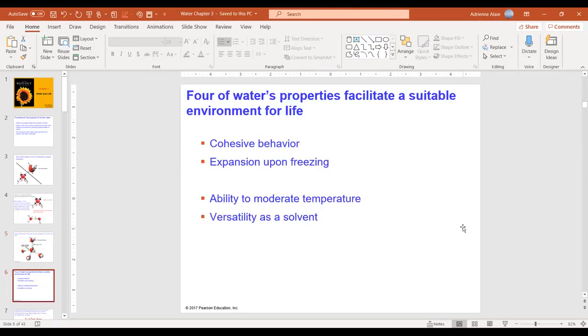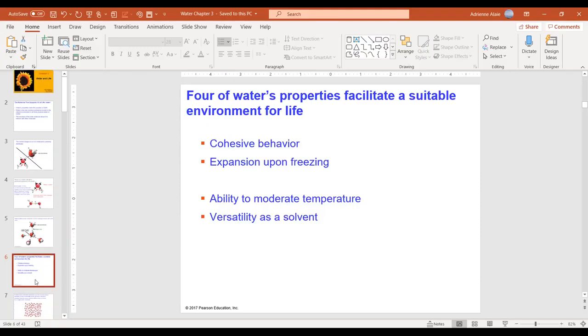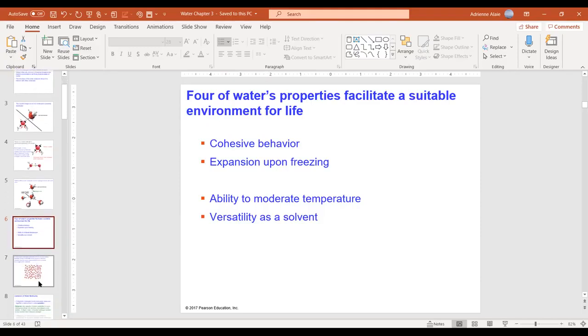Okay, so we'll look at basically, because your chapter likes to look at these mainly, four of water's properties that are very helpful to Earth being suitable for life. So we're going to be looking at first cohesive behavior, then we're going to look at how water expands upon freezing. This leads to ice floating, the ability for a body of water to moderate temperature. That's pretty impressive. And its versatility as a solvent, which is slightly important to, let's say, our bodies. So these are what we'll focus on. So you'll see this slide a couple times.